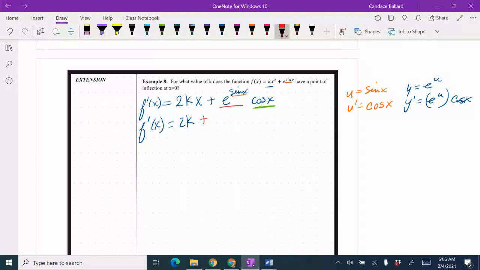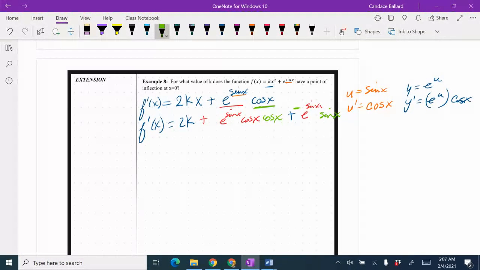So I know the derivative of my red is going to be e to the sine x cosine x. And then I'm going to keep the green the way it is, so I'm just going to keep a cosine x. And then we're going to add. I'm going to keep the red the way it is, which is e to the sine x, and then the derivative of the green would be negative sine x, because the derivative of cosine is negative sine.